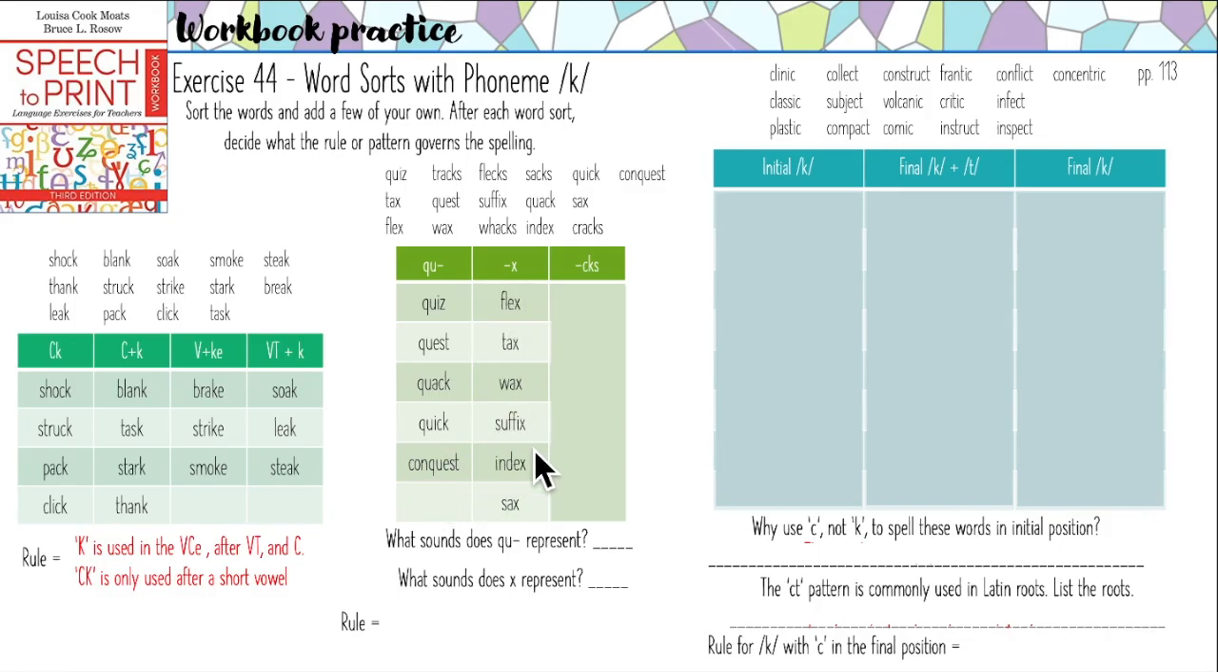Let's look at the X at the end. Flex, tax, wax, suffix, index, sax. What makes this list different than this list, which is tax, flex, wax, sax, cracks? Doesn't that sound an awful lot like the ending here? And a lot of your kids might be confused with that, but that is okay because these are plurals. And if you're talking about helping them to distinguish between X and CKS, yes, they're still short vowels. Go back to the meaning of a plural.